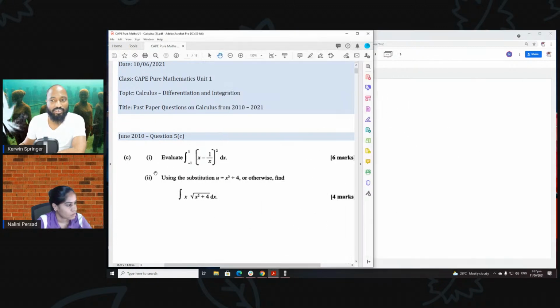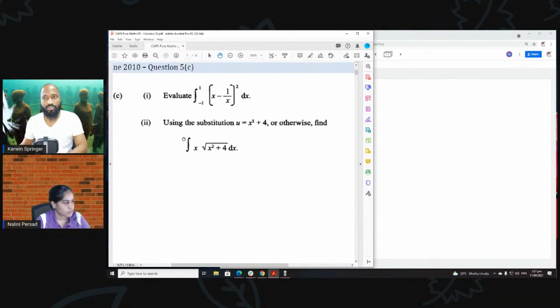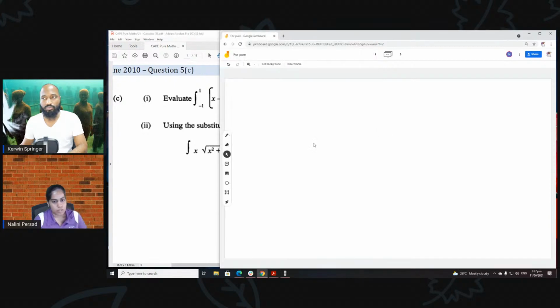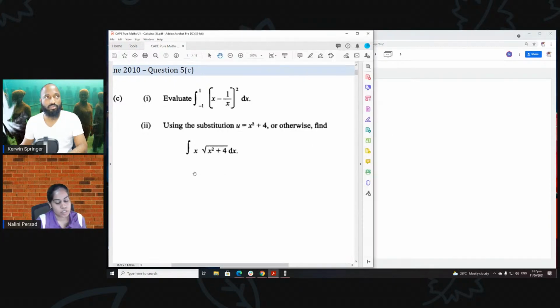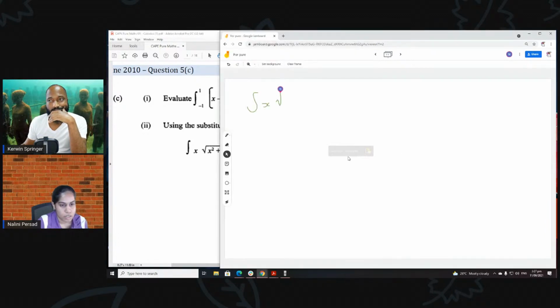All right, Nalini. So we have this substitution question next. You are required, using the substitution u equals x squared plus 4, or otherwise, to find the integral of x root of x squared plus 4 with respect to x. So it's easier using the substitution u equals x squared plus 4.